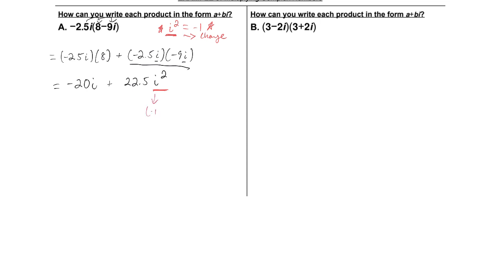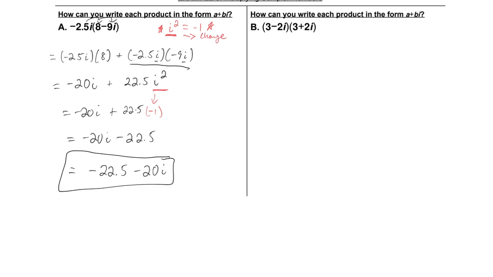So we get negative 20i plus 22.5 times -1, which is negative 20i minus 22.5. And then we just want to put it in a plus bi form, so the i's one comes second. So we just have negative 22.5 minus 20i. The biggest thing is making sure when you have i squared, you change it to -1.